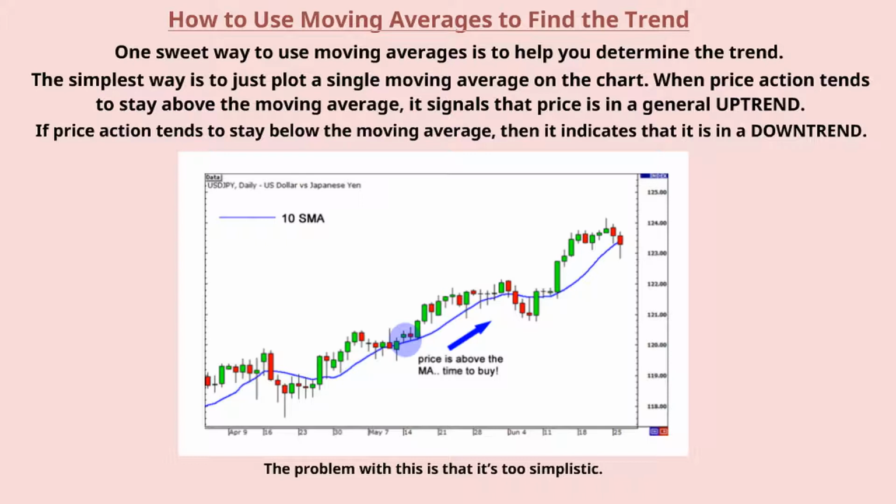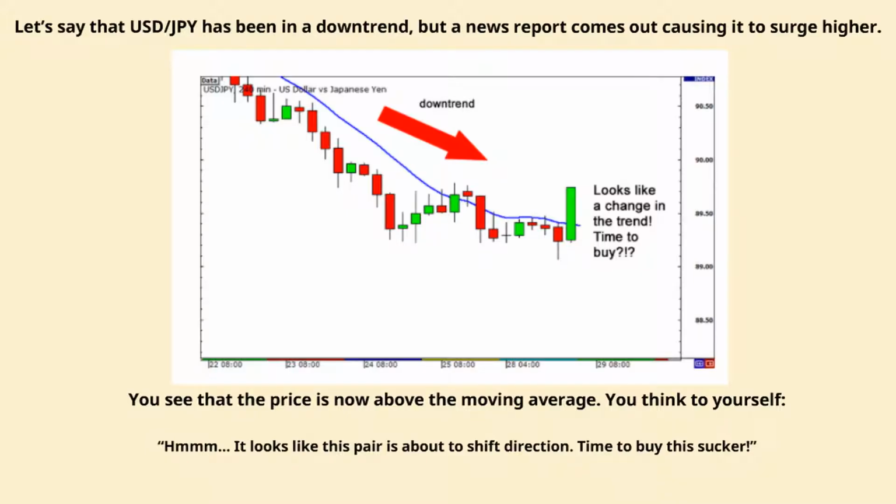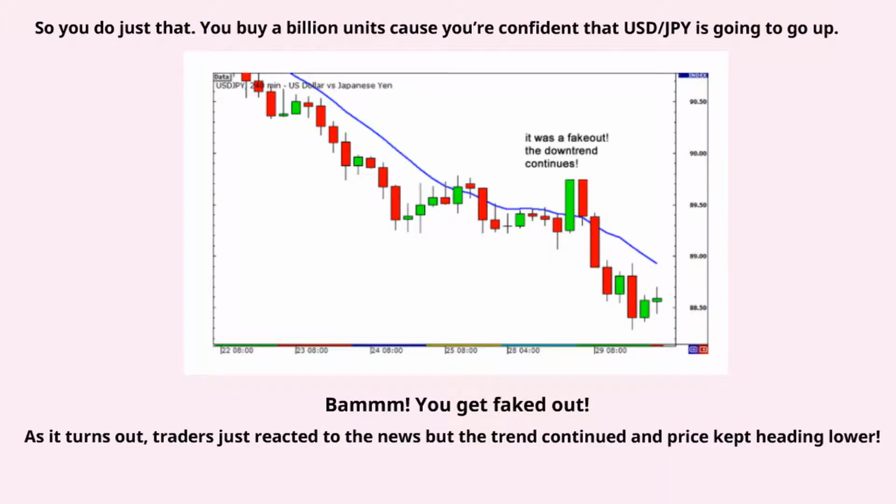The problem with this is that it's too simplistic. Let's say that USDJPY has been in a downtrend, but a news report comes out causing it to surge higher. You see that the price is now above the moving average. You think to yourself, it looks like this pair is about to shift direction. Time to buy this sucker. So you do just that. You buy 1 billion units cause you're confident that USDJPY is going to go up. Bam! You get faked out.